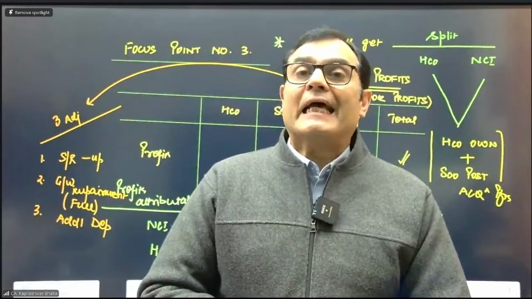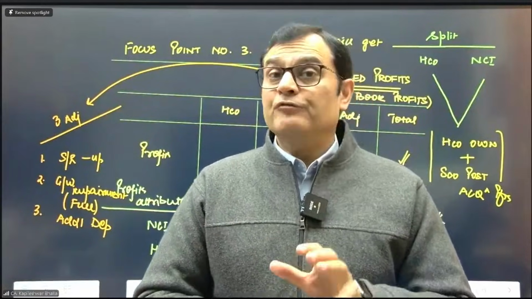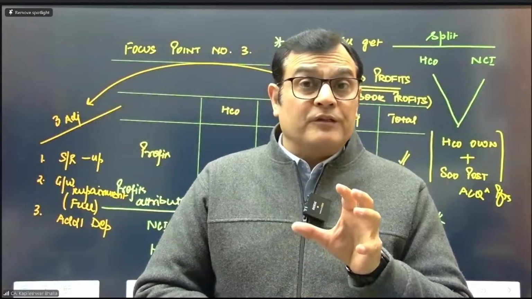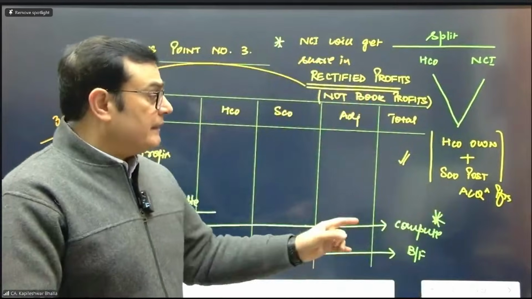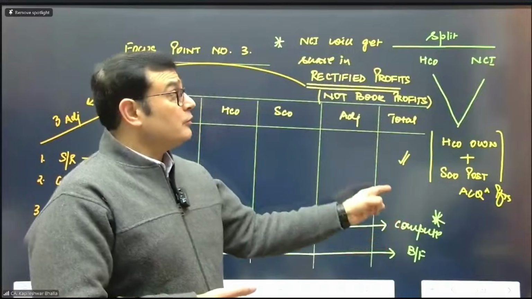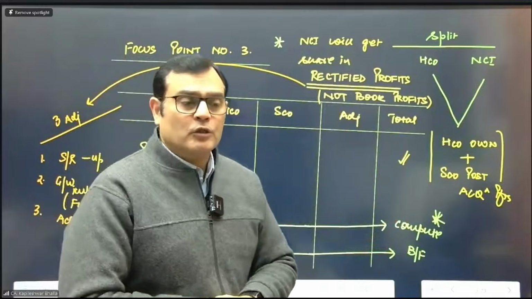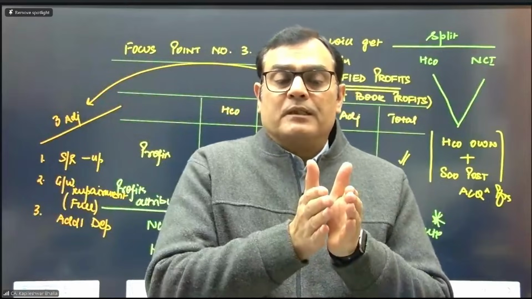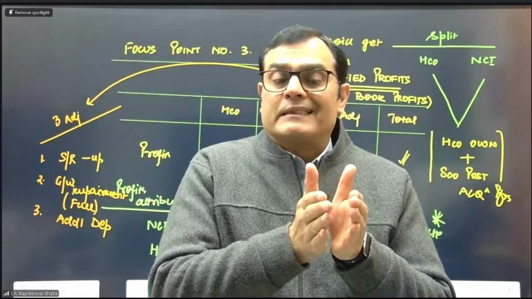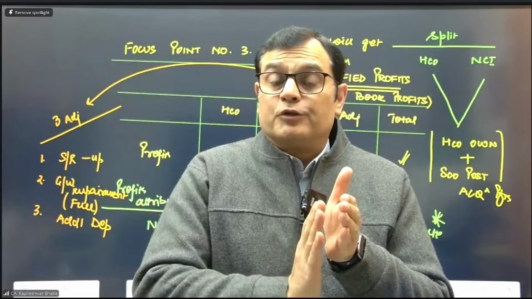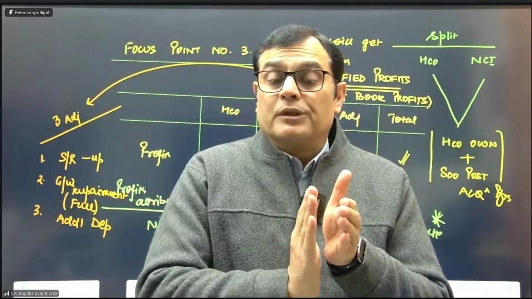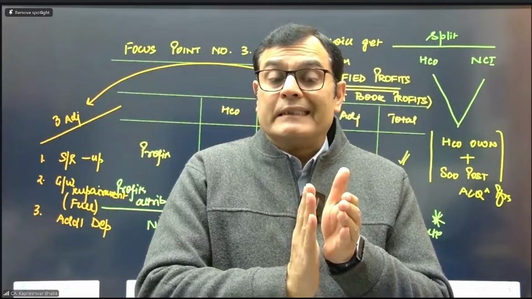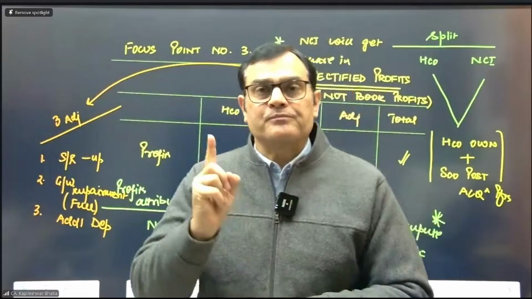And the third focus point: once you reach the profits of the consolidated income statement, it is to be divided between the parent and the NCI. When you give the share to the NCI, they will get a share in the rectified profits and not in the reported profits of the company. So the subsidiary would have reported the profits in its standalone financials. There are three adjustments required to convert the reported earnings into rectified earnings.